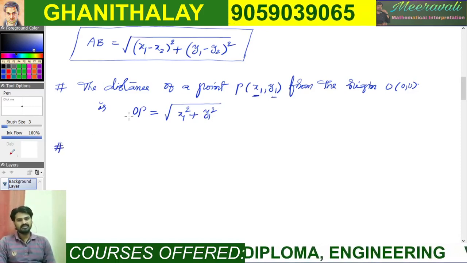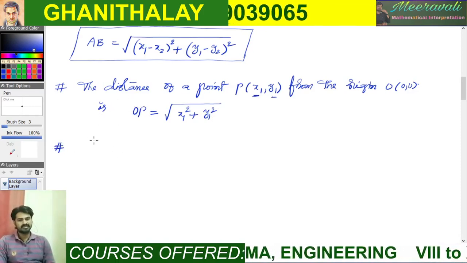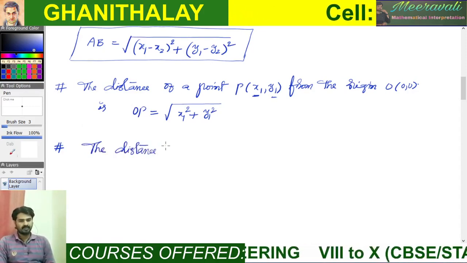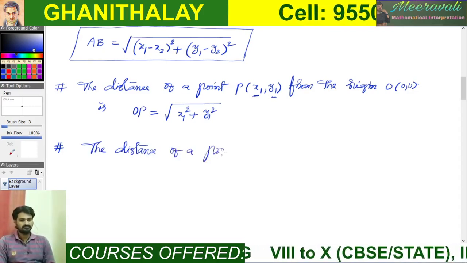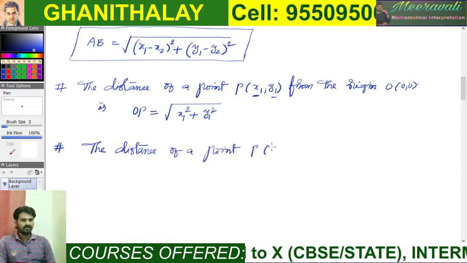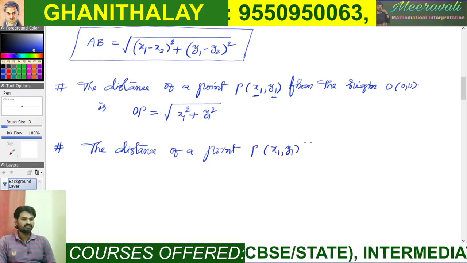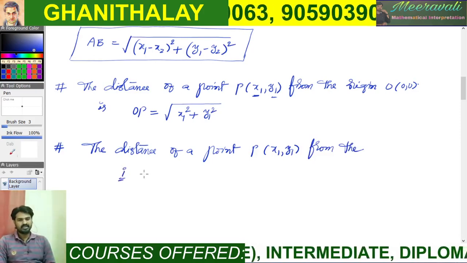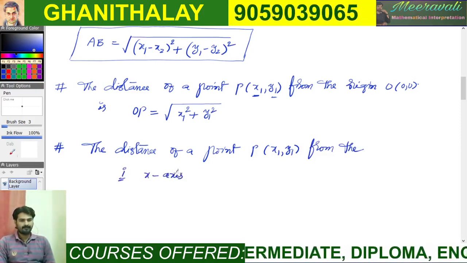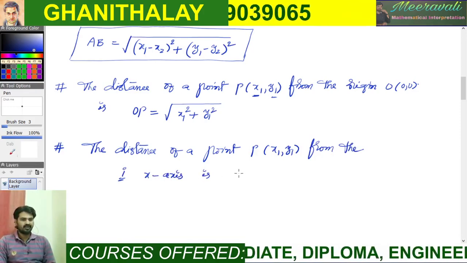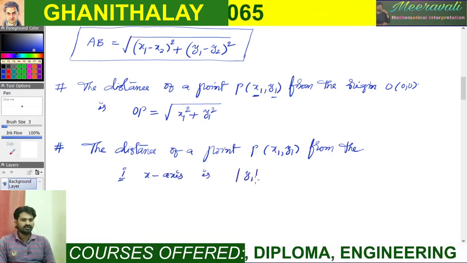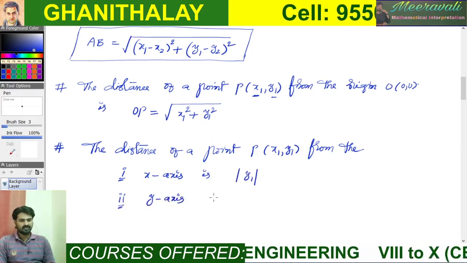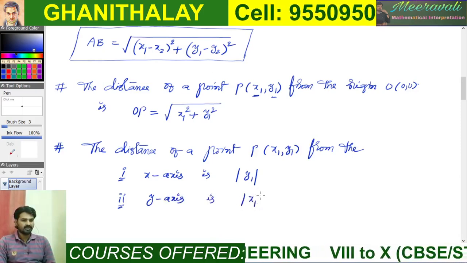Next, the distance from a point to the x-axis. The distance of a point P x1 comma y1 from the x-axis is given by the formula modulus of y1. Similarly, the distance from the y-axis has the formula modulus of x1.